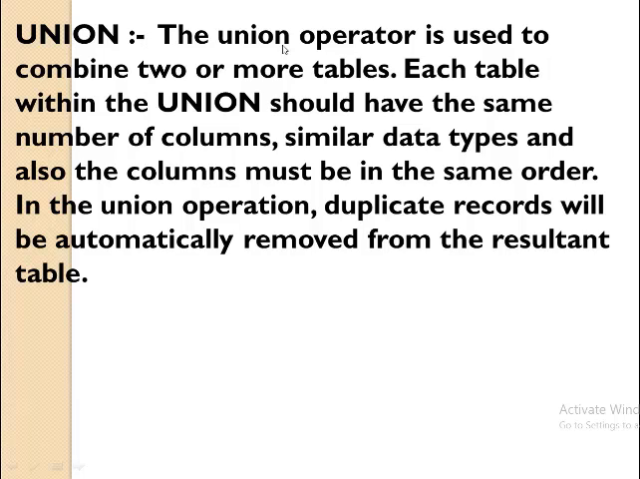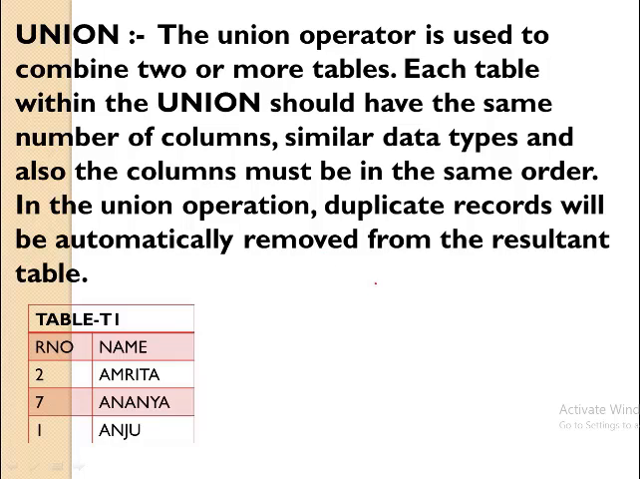Now next, union. The union operator is used to combine two or more tables, and for union the two tables should have the same number of columns of similar data type and the columns should be in the same order. That is, the structure of the two tables should be exactly the same, and in union operation the duplicate records will be automatically removed from the resultant table. So union will combine the records of the two tables, and after combining, the records which are present in both the tables are displayed only once. So finally you will have records from both the tables but not the duplicate ones.